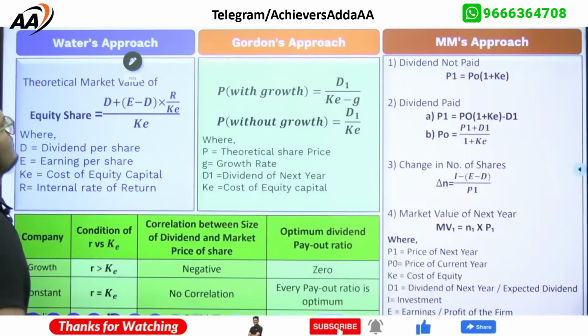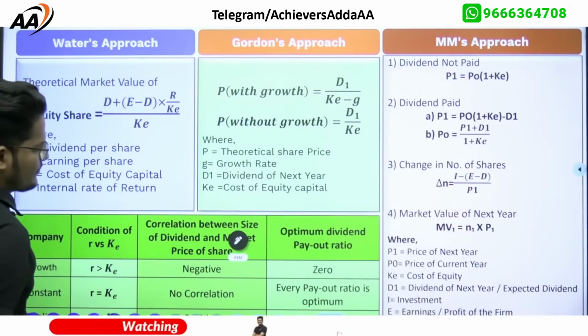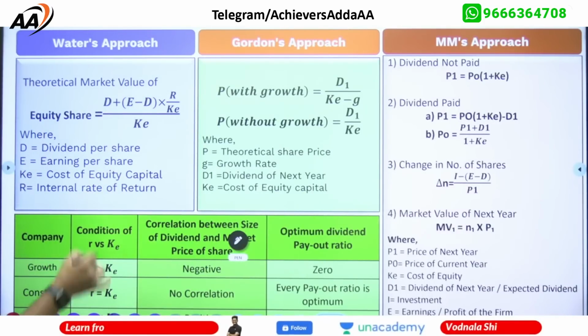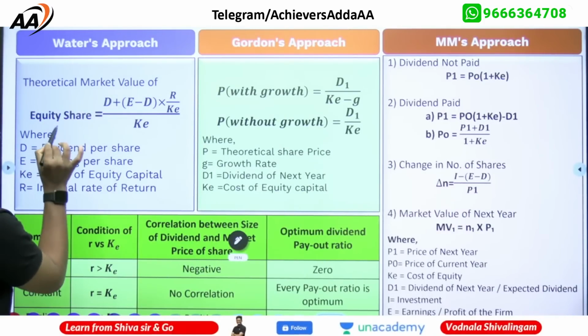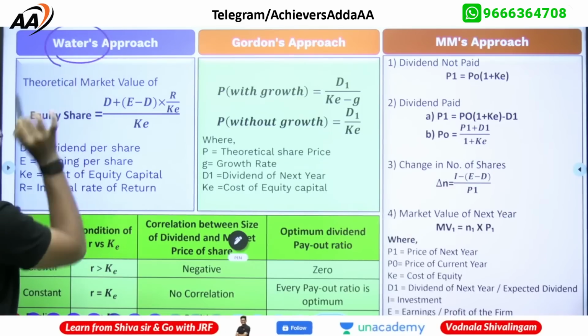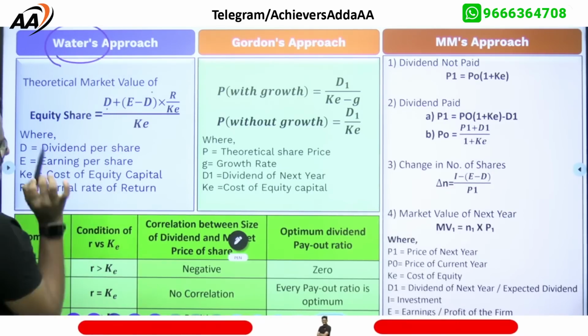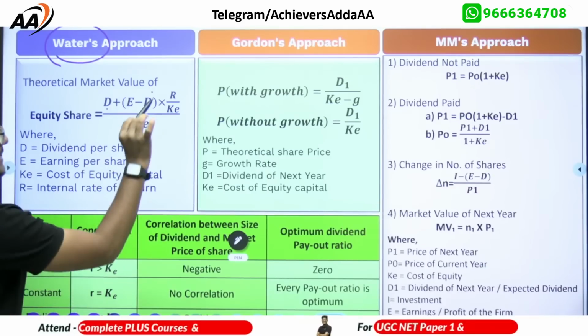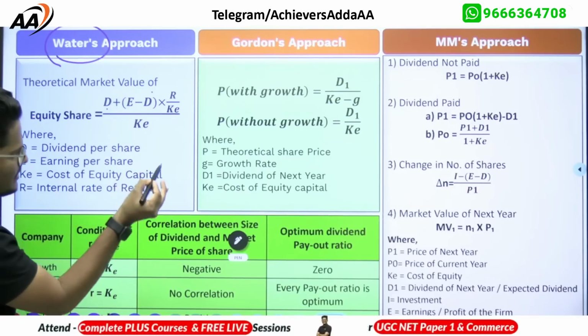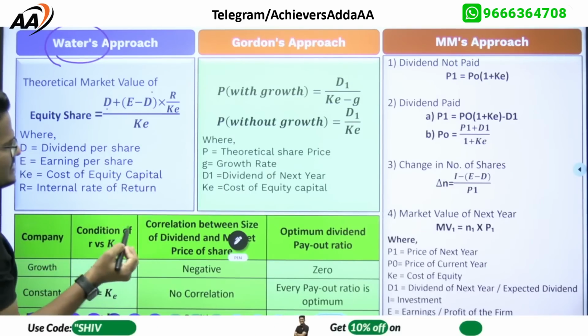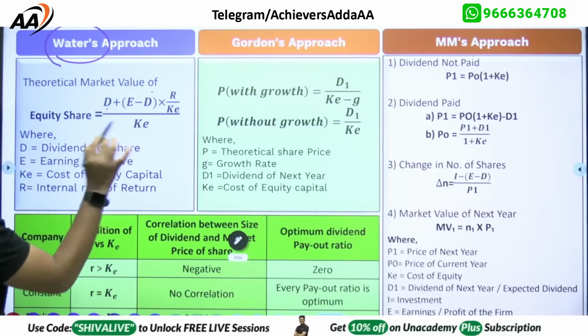Now look at the formulas. Please write down the formulas very clearly. Theoretical market value of the equity shares as per the Walter formula: dividend plus EPS minus DPS multiplied by R, the internal rate of return, divided by cost of capital which is KE, whole divided by KE.